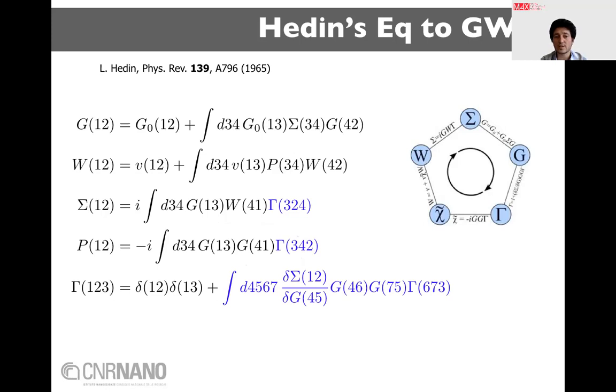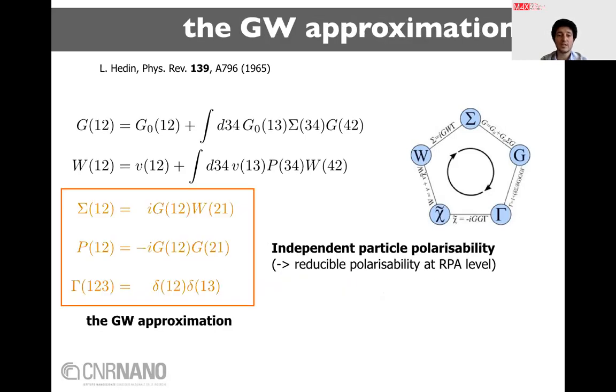And if we want to make these equations treatable, we need, as I mentioned, to add approximations. And the easiest approximation is just to consider a point vertex, that is to drop this blue highlighted extra term in the Dyson equation for gamma. That makes gamma point, and so we end up with the polarizability being the product of GG and the self-energy being the product of G times W.